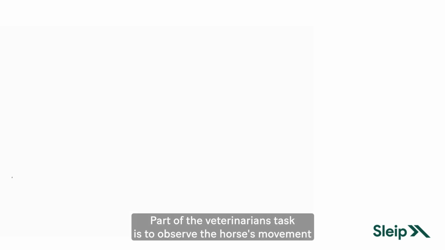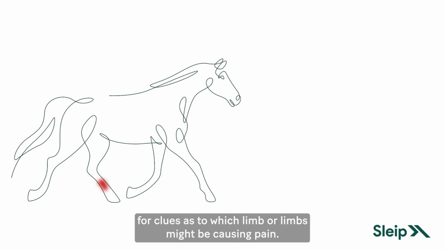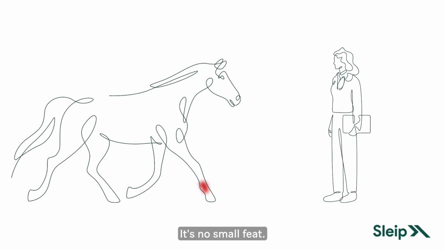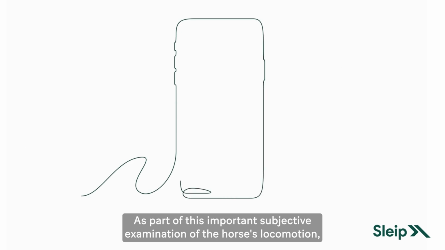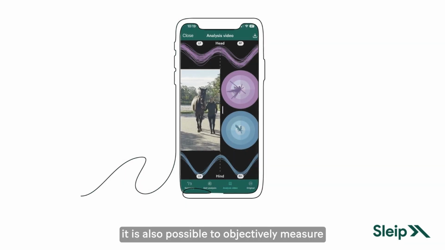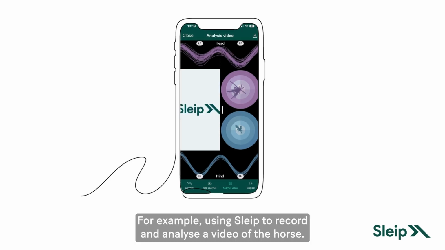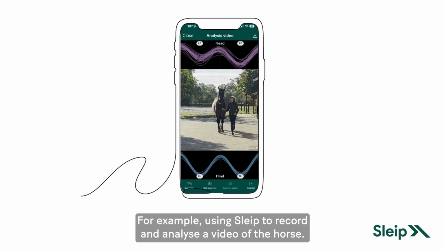Part of the veterinarian's task is to observe the horse's movement for clues as to which limb or limbs might be causing pain. It's no small feat. As part of this important subjective examination of the horse's locomotion, it is also possible to objectively measure and quantify the movement using gait analysis technology. For example, using SLAPE to record and analyze a video of the horse.